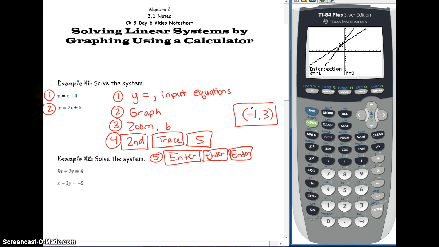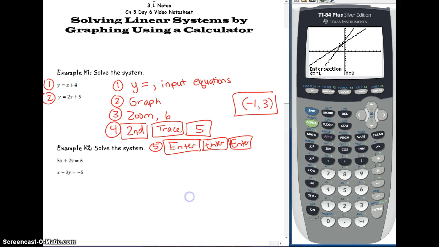Awesome job. And you can visually see what the graph looks like: two lines touching at one point, one solution answer. Alright, let's look at example number 2.